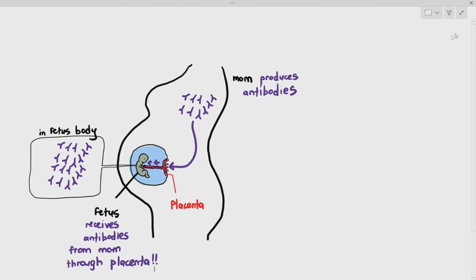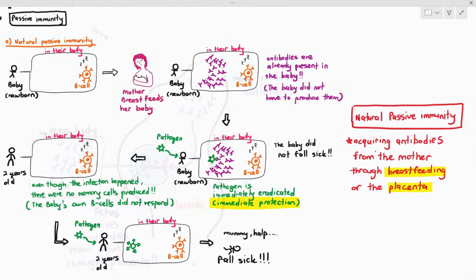So for the exam, you must know that natural passive immunity is acquired through two processes. One through breastfeeding, okay, or number two, through the placenta. That's all we have to know. But were you the one who was producing the antibodies? No. The antibodies were produced by the mother and it was passed to the child. So the child did not have to do any work in this case. Hence why it's called passive. And because the mother is breastfeeding or it happens through the placenta, this is referred to as natural passive immunity.